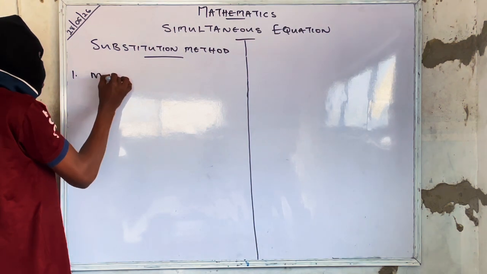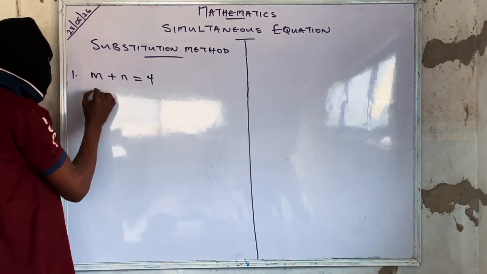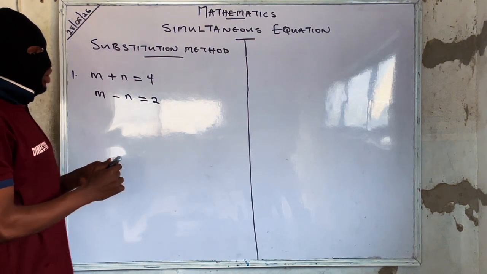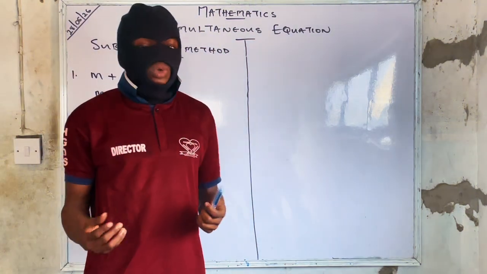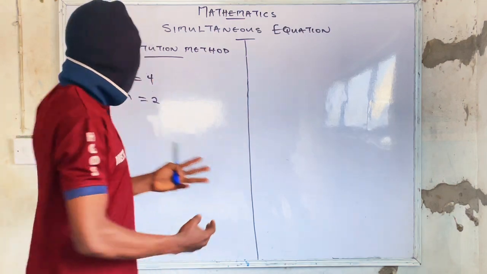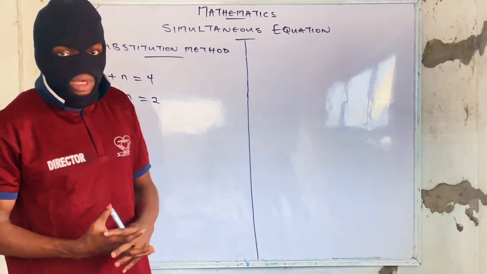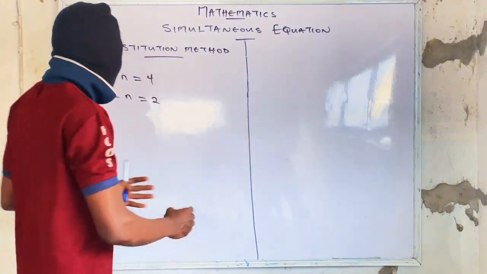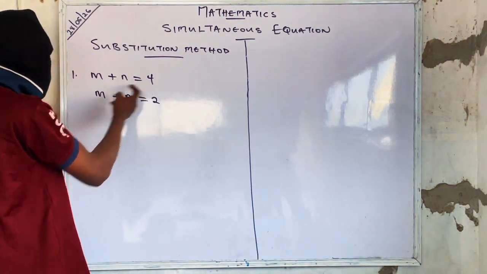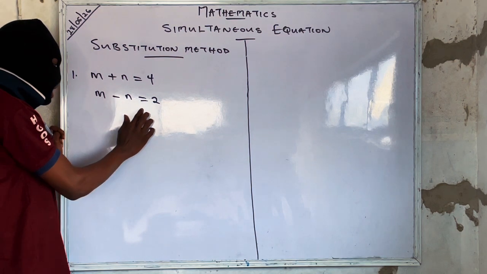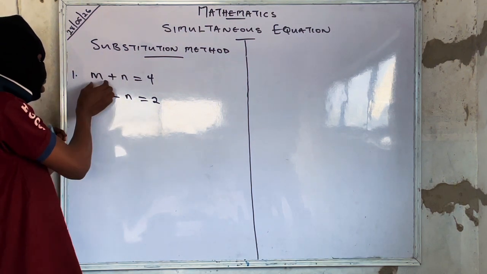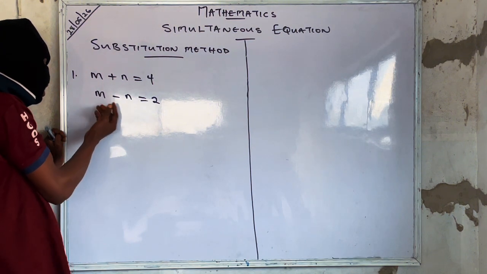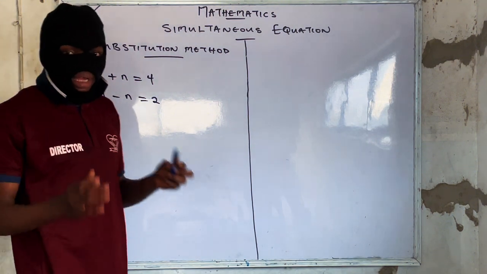Now, if we have m plus n equals 4 and m minus n equals 2. Remember, it's not only x and y we have as unknown numbers. You also have different letters you can use. You can use P and Q, you can use Z and W and so on. We want to substitute m so that we can get n, and substitute n so we can get m. You can get their values.